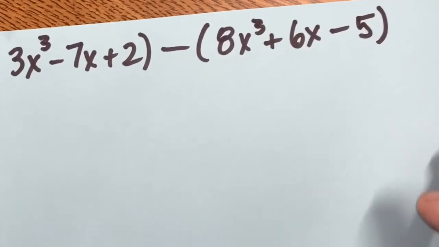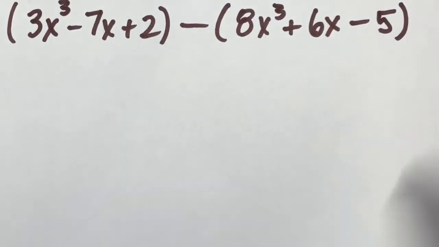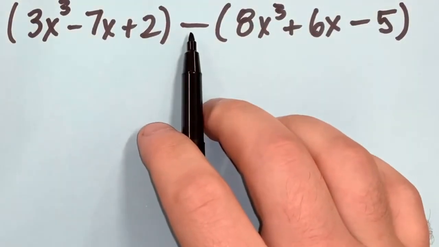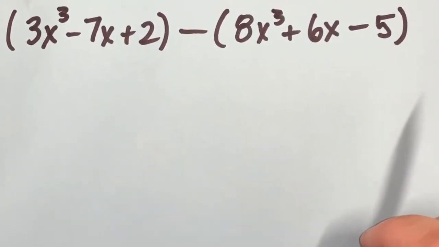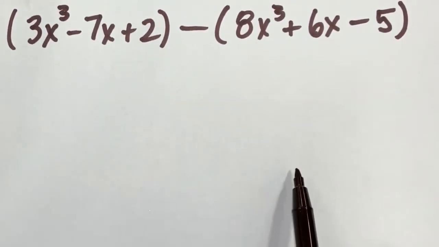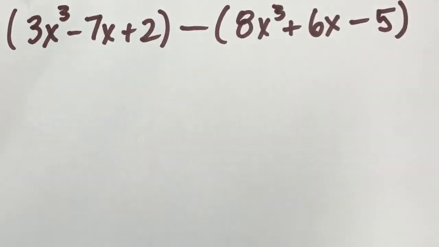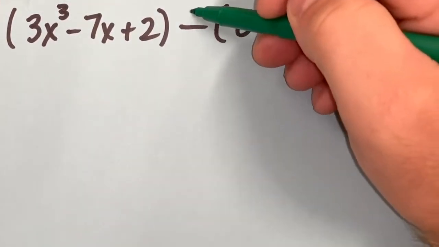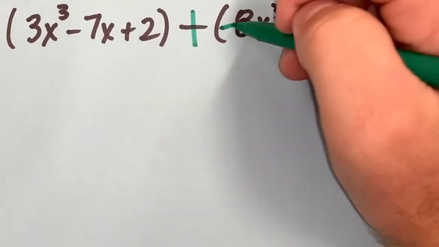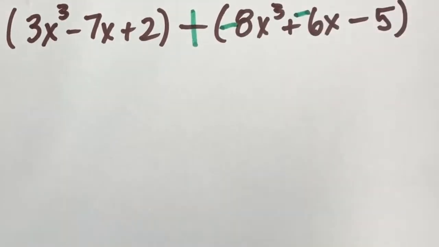When we subtract polynomials, we still technically combine like terms, but we first need to distribute this negative into this set of parentheses. Some people might call that keep, change, change. So what that would look like, we're going to change the minus sign to a plus sign. The 8 becomes negative, the 6 becomes negative, and the 5 becomes positive.